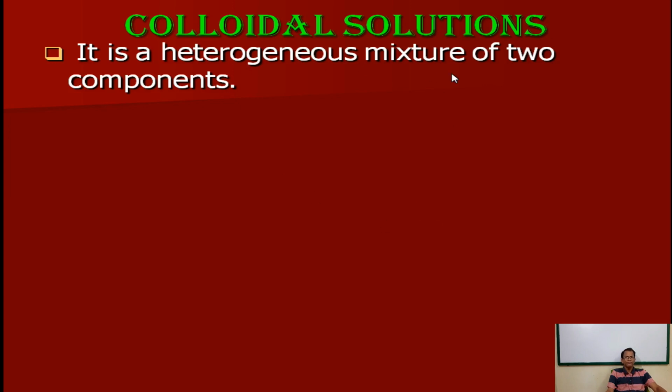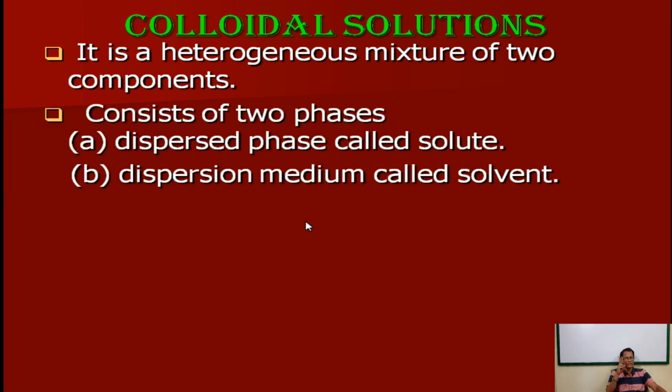Then come to colloidal solution. A colloidal solution is heterogeneous in nature, internally heterogeneous but externally homogeneous. If you see it, it looks homogeneous, but actually it is heterogeneous, and it consists of a two-phase system, that is DP and DM. What is DP? The solute is called DP, the dispersed phase, and the solvent is called the dispersion medium. And this DP and DM are not properly mixed in the solution.